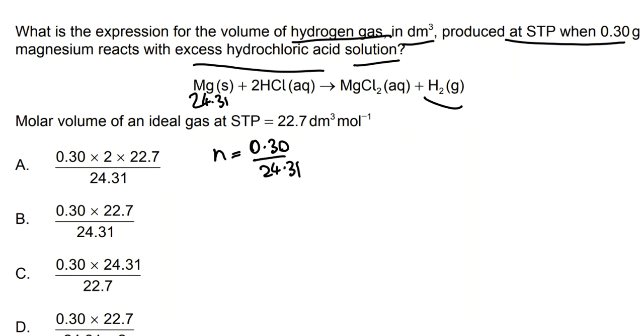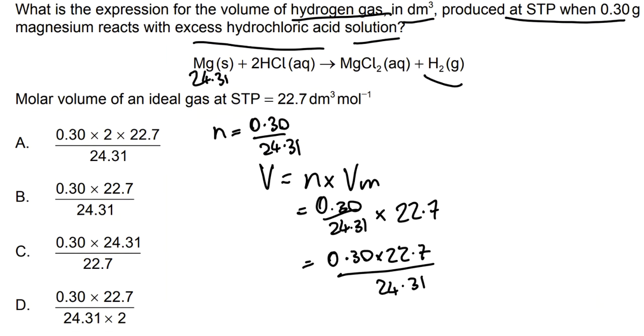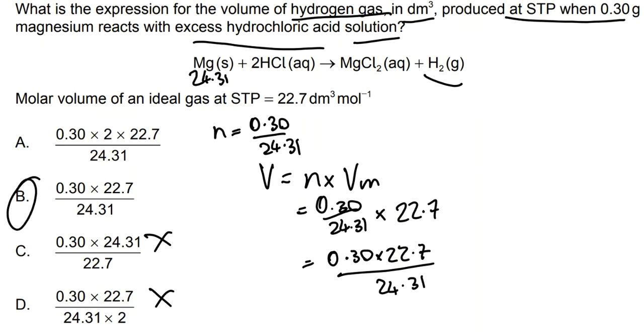So we need to find the volume. And the volume we know is just going to be moles times molar volume, which in this case is going to be 0.30 divided by 24.31, which is the moles of magnesium and also the moles of hydrogen gas that will be produced, times the molar volume at STP, which is 22.7. So we can rewrite this as 0.30 times 22.7 over 24.31. And if we look at our answer options, it seems that this is our correct answer, B.